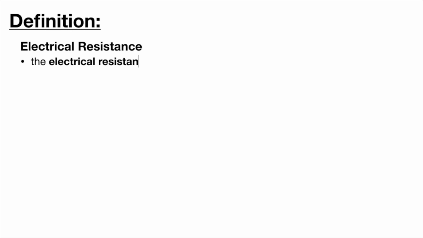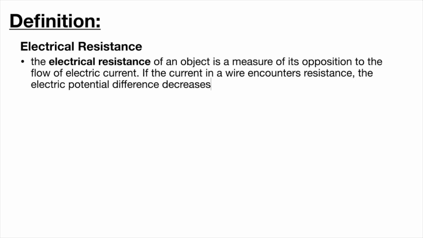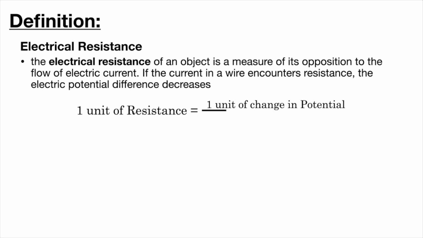Definition: electrical resistance. The electrical resistance of an object is a measure of its opposition to the flow of electric current. If a current in a wire encounters resistance, the electric potential difference decreases. One unit of resistance is equal to one unit of change in potential over one unit of intensity of current. This can be written R equals V over I.